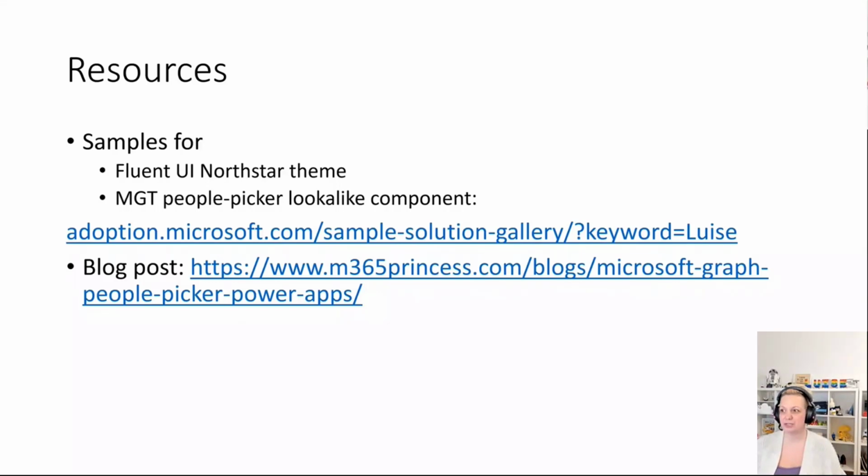Then I have some resources for you. So the sample for the Fluent UI North Star theme, so that everything looks like Teams already, and you have this theme awareness for dark, default and high contrast mode. I published that as a sample, and this people picker lookalike component, I published that also as a sample, so you can find that at adoption.microsoft.com. And I also published a blog post that explains how you can build such a solution by yourself.